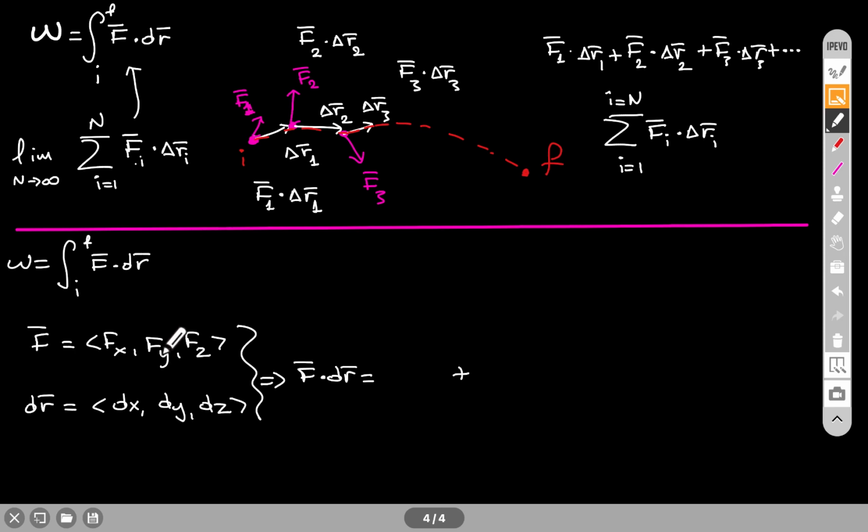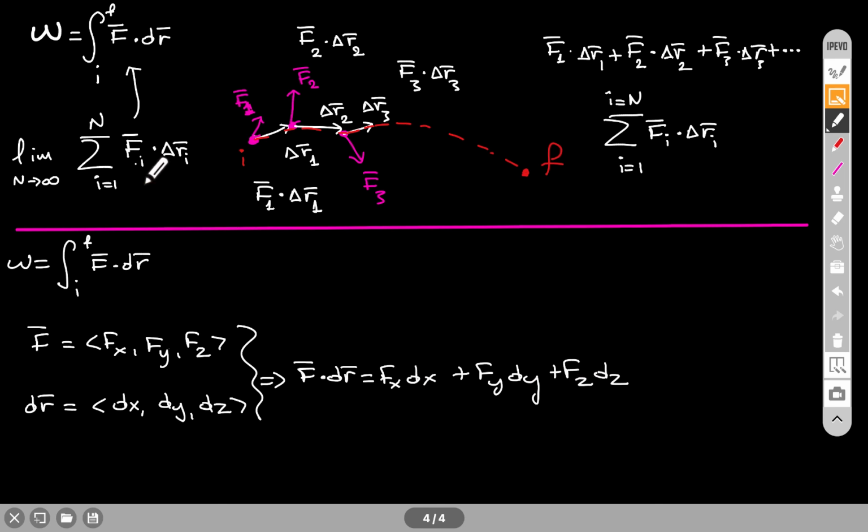The dot product will be the sum of the product of the x components added to the product of the y components added to the product of the z components. So here it is: Fx dx plus Fy dy plus Fz dz. Okay, that's how you calculate dot products. That's how we define this.